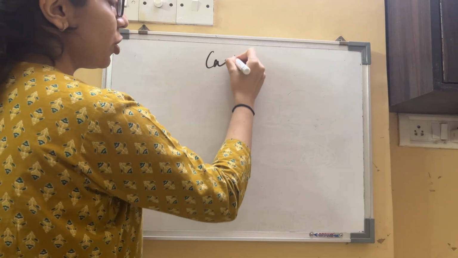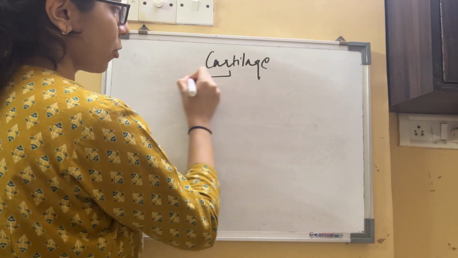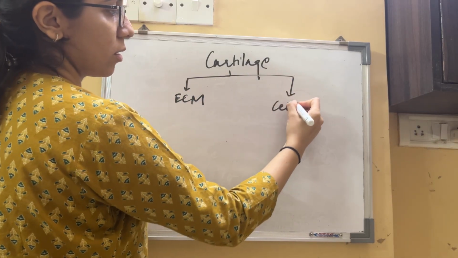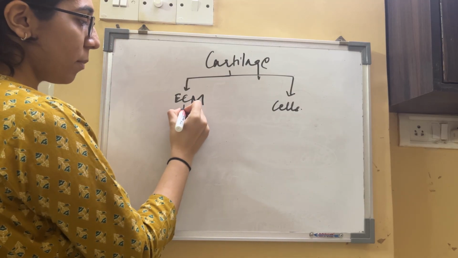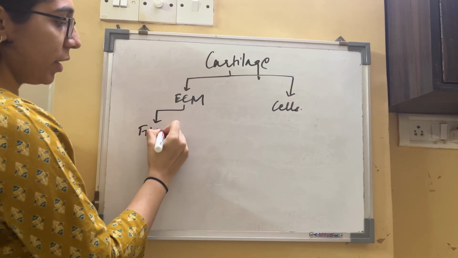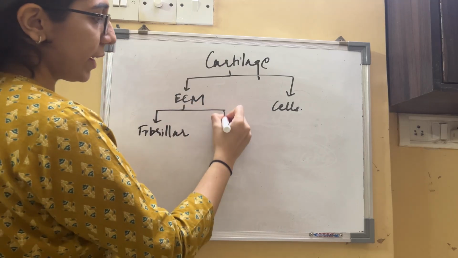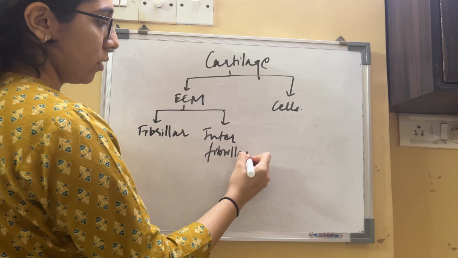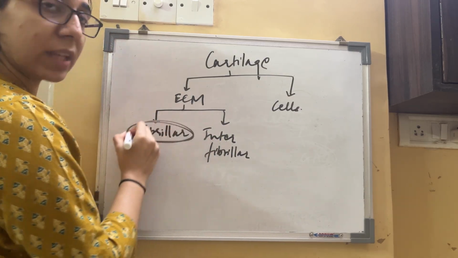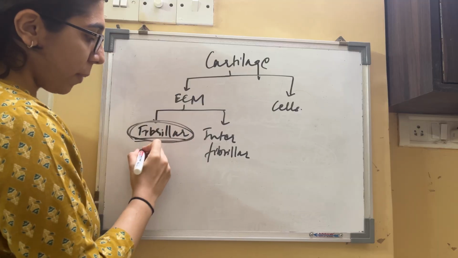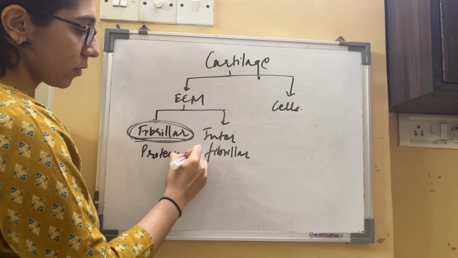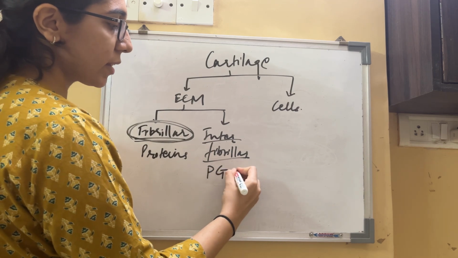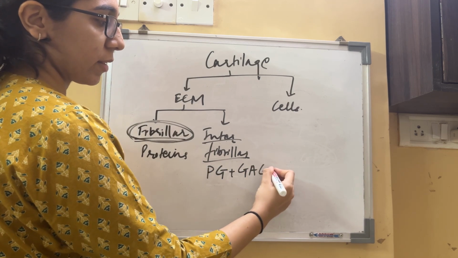Any type of cartilage is made up of two components: extracellular matrix and cells. Extracellular matrix is made up of fibrillar component and interfibrillar component. Fibrillar component is the ground substance. It is formed by proteins. And interfibrillar component is formed by proteoglycans and glycosaminoglycans.